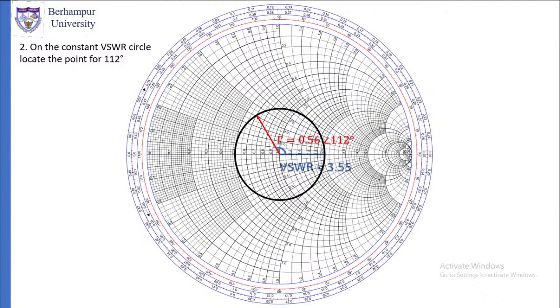So draw the constant VSWR circle. Then draw an angle. The angle will be with respect to the horizontal axis. Moving from the rightmost side, you take the angle. So that will be a 112 degree angle. That will give us the input impedance point.